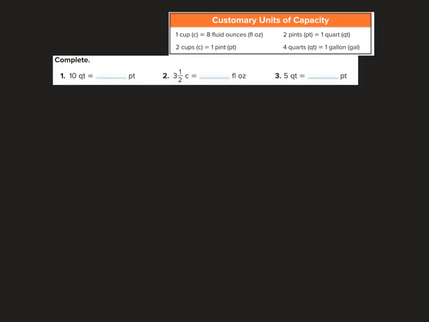Okay, 10 quarts equals how many pints? We know 1 quart equals 2 pints. We can know that from here, or from drawing our little drawing. So 10 quarts would equal, I multiplied by 10, so if I multiply this by 10, I would get 20 pints.